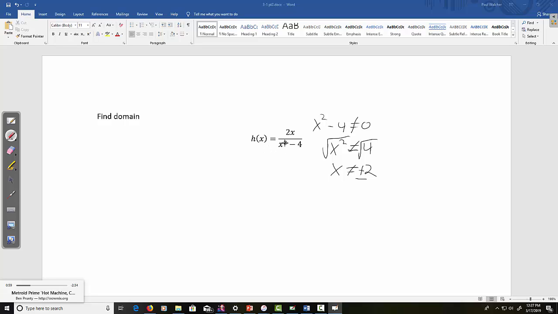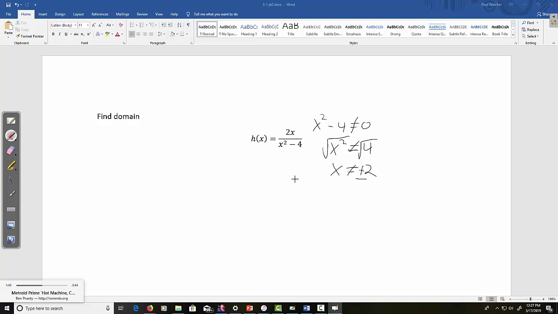Some of my students would occasionally ask, well, what about 0? If I plug in 0, I'll get 0, which is fine. 0 is a real number. It's only when you divide by 0 that you get undefined. Undefined is not 0. Division by 0 is not the same thing as 0.